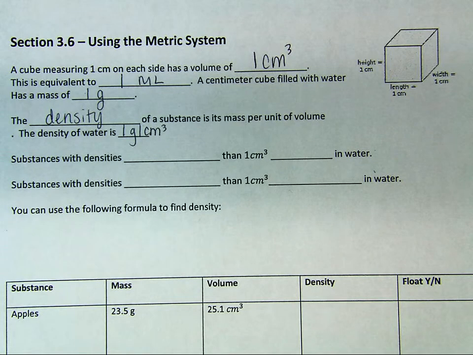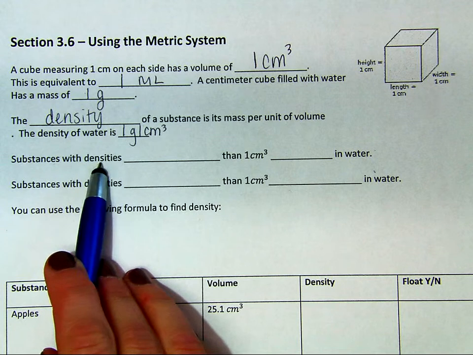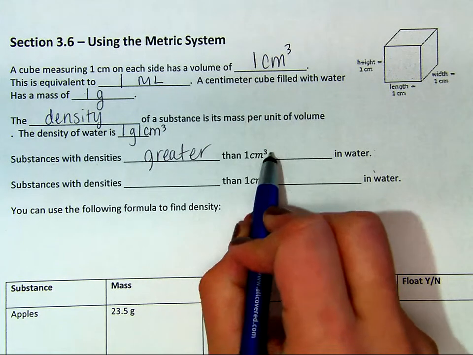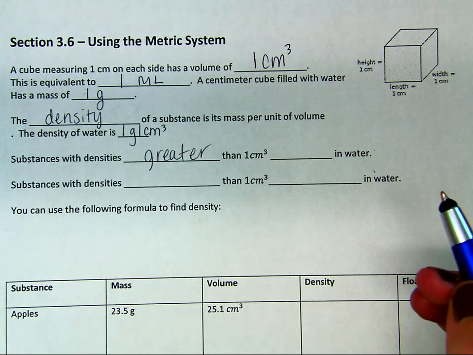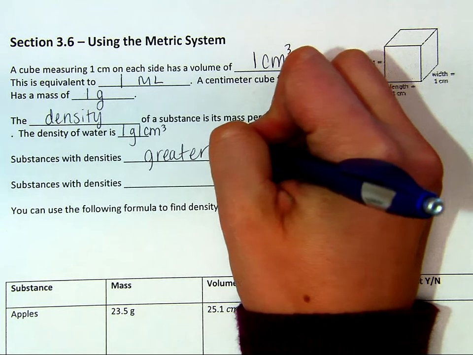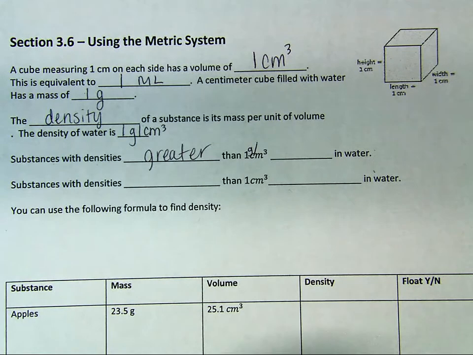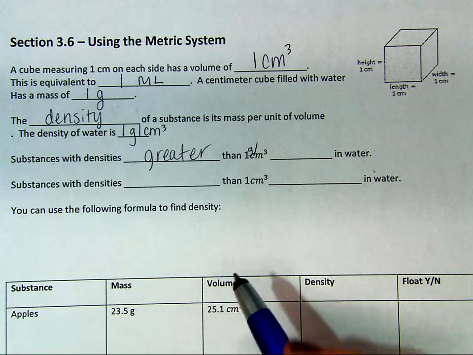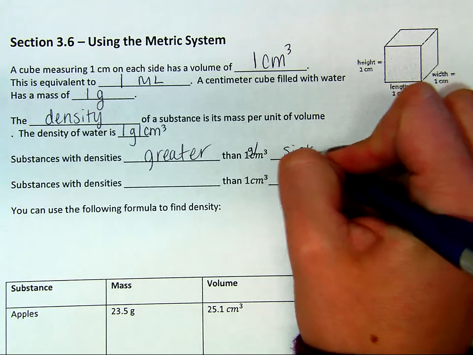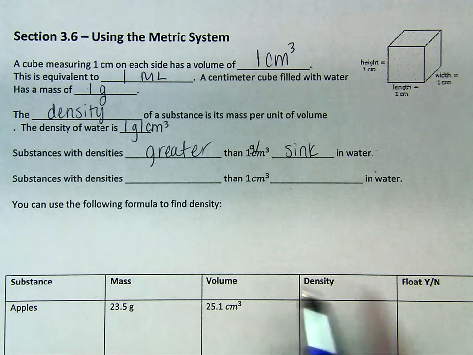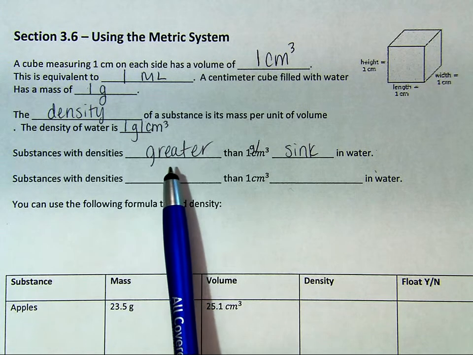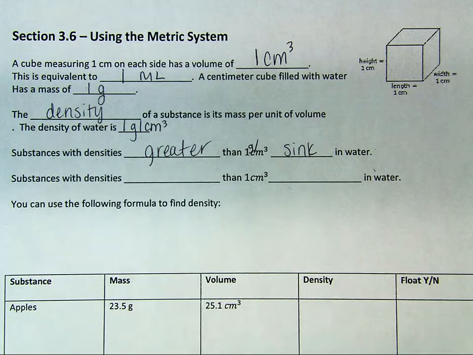Since that is the density of water, if a substance has a density that's greater than 1 gram per centimeter cubed, this should say 1 gram per centimeter cubed, sorry. Substances with densities greater than 1 gram per centimeter cubed sink in water because they're more compact. They're going to sink. So let's say some substance had a density of 2 grams per centimeter cubed. Then it would sink if you put it in water.